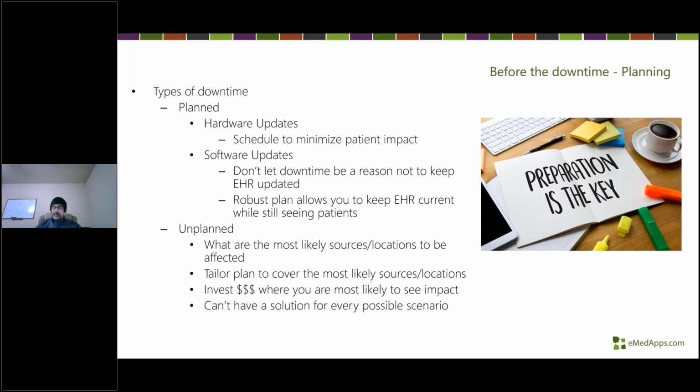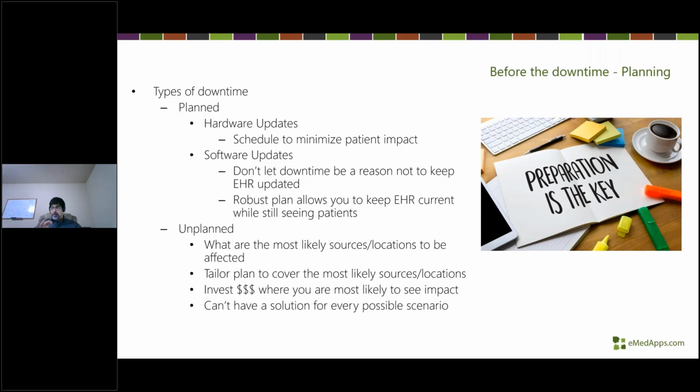Whatever those issues might be, identifying those issues allows you to tailor your plan accordingly to try to address the most likely causes of problems. So you want to make sure that plan fits the issues that you're having. That way, you're investing your dollars where you're most likely to see an impact. Right? You don't want to solve a problem that you're never going to experience.